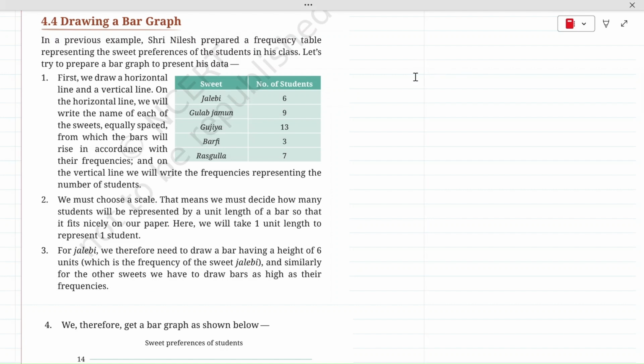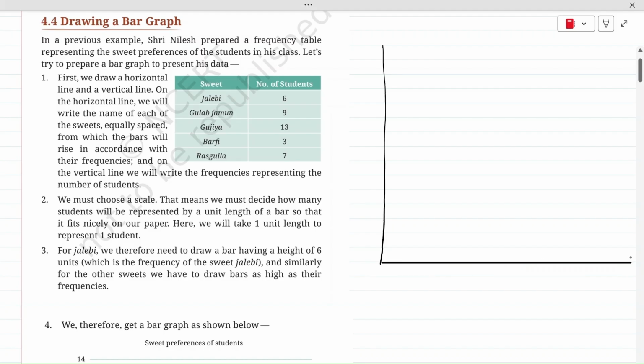Let's try to plot it ourselves and then we will see what has been drawn. First of all, we are going to take the axes. First we will make one vertical line and then one horizontal line. On this horizontal line, I am taking the names of the sweets, and on the vertical one, I am taking the number of students.